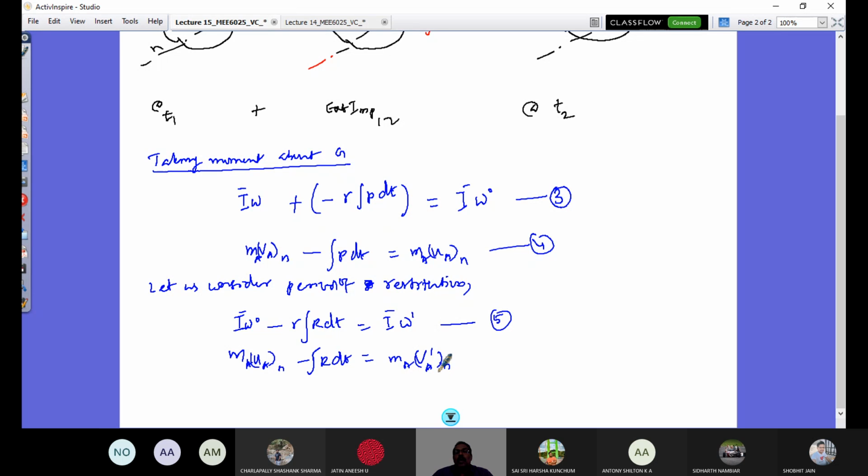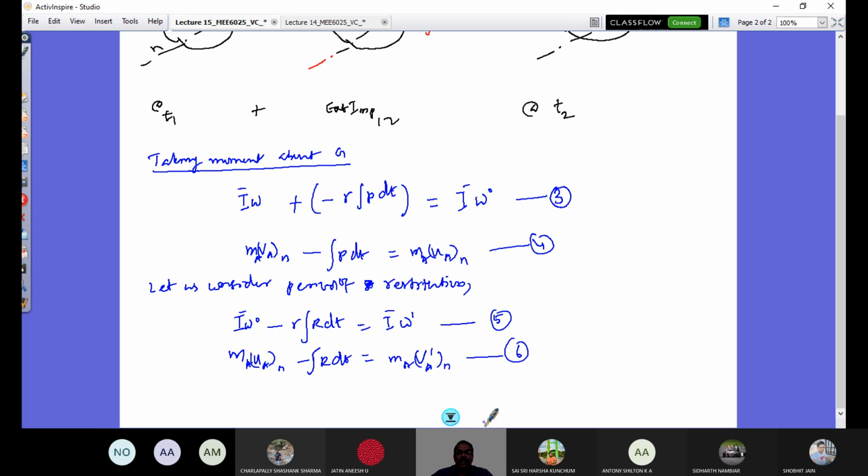So subscript n is the component of VA dash along n, that's the meaning. There is also a component perpendicular to the n axis, and that is not to be participated in this equation. When you are finding your final answer, you have to compose those velocities and write it. So this is equation number 6.